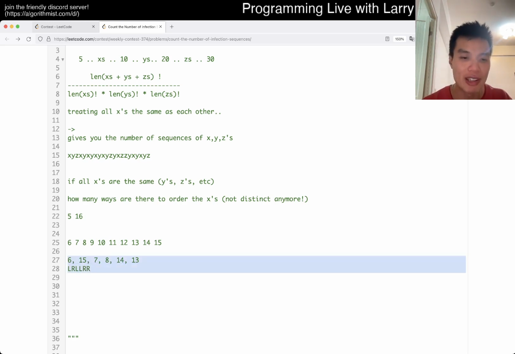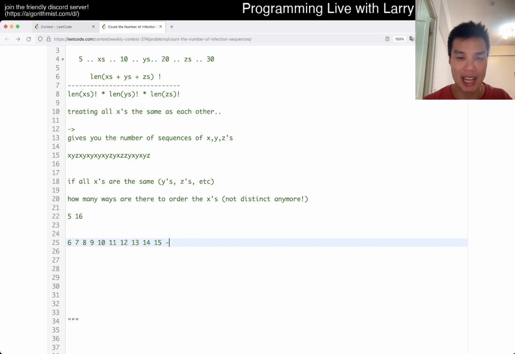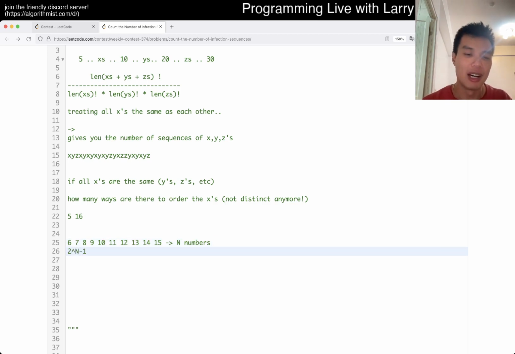So how many ways are there? Well, if this has n numbers, then we have 2 to the n minus 1 ways to order this. The reason is because for the last number, there's no left and right, it's just the last number. So you just take it, and for every other number, you can choose the left one or the right one, or you can think about it as big or small, but either way, same idea. That's the way that I thought about it during the virtual contest.